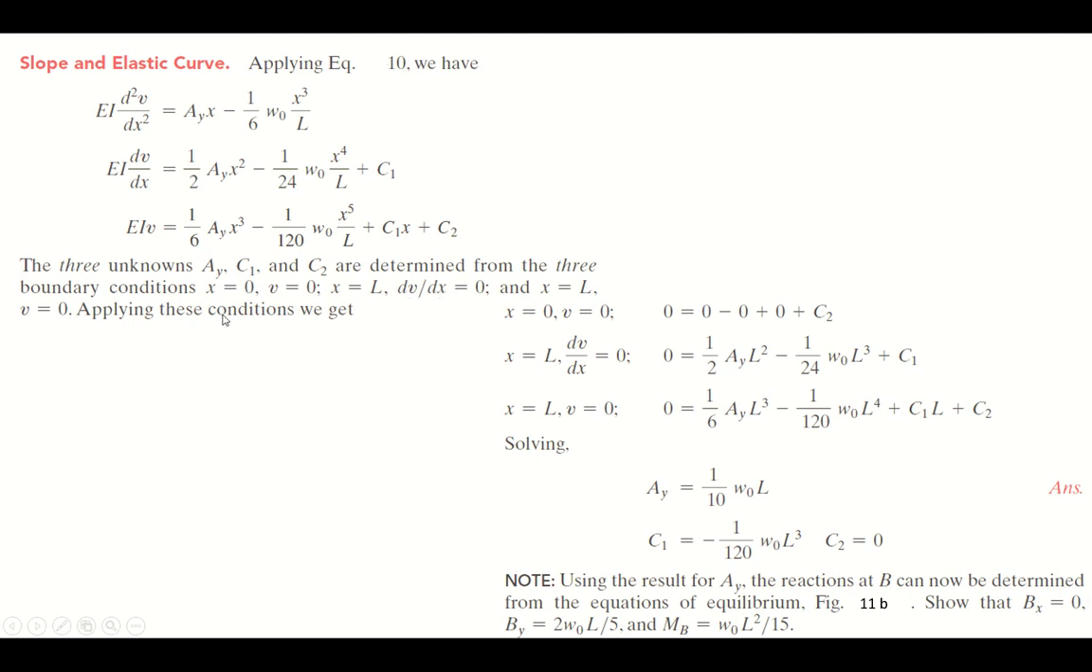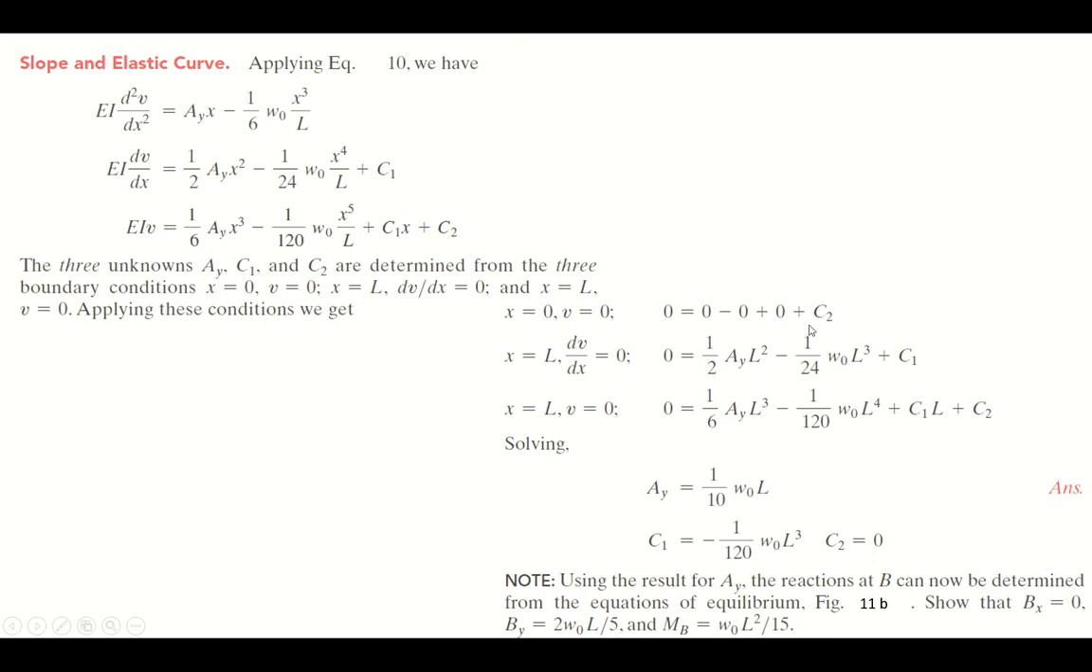So applying these conditions to these equations, at x is equal to 0, mu is equal to 0. So put mu equal to 0 and x equal to 0 in this equation, you will get C2 is equal to 0. Also you put x is equal to L, and once you put the slope equal to 0, and then you put mu equal to 0 at x is equal to L. So put here slope equal to 0 and x equal to L in this equation. So you will get this, and when you put x equal to L in this equation and put mu equal to 0, you will get this one.